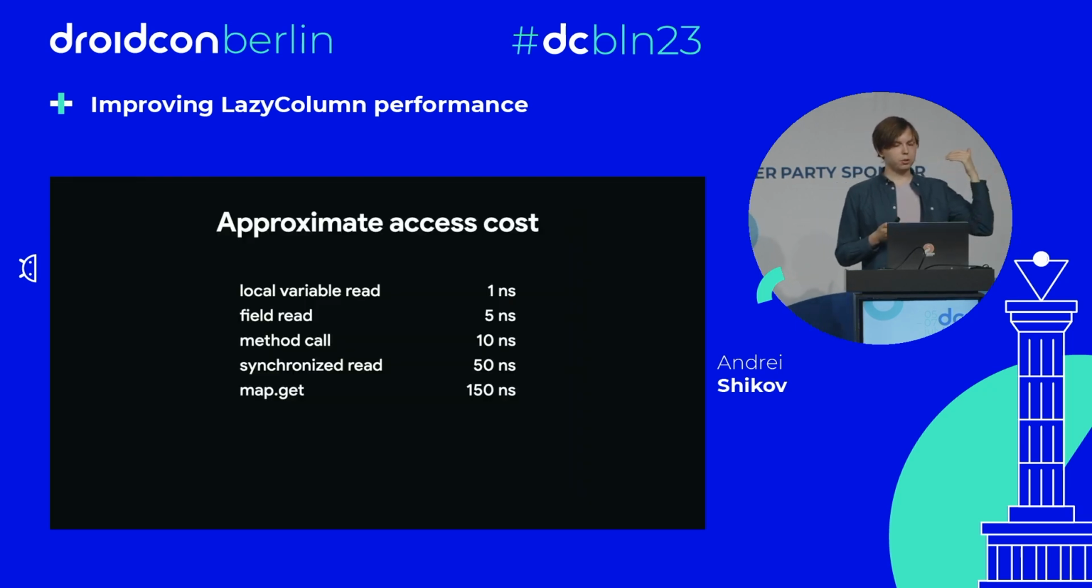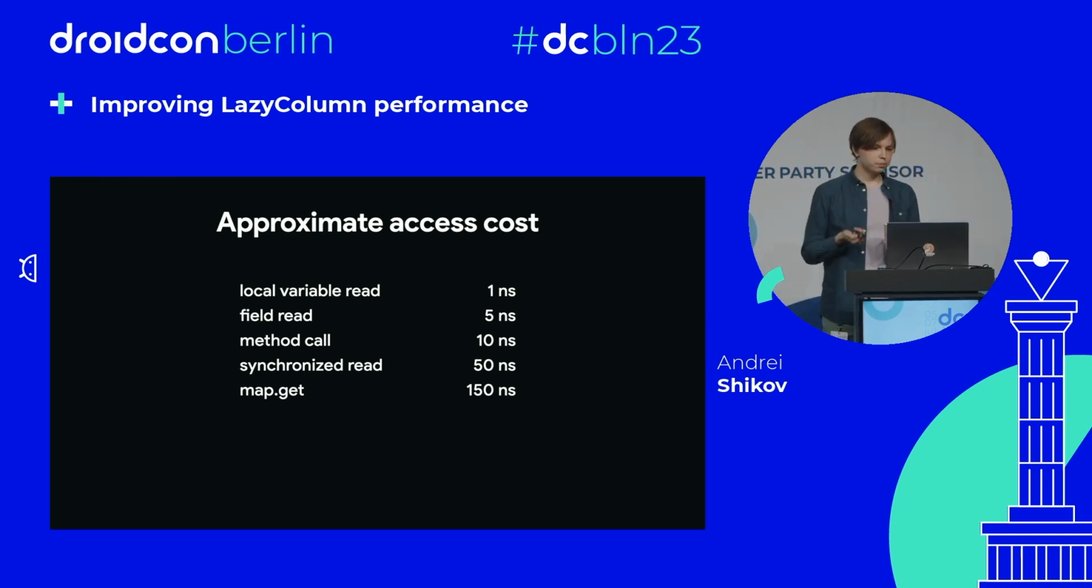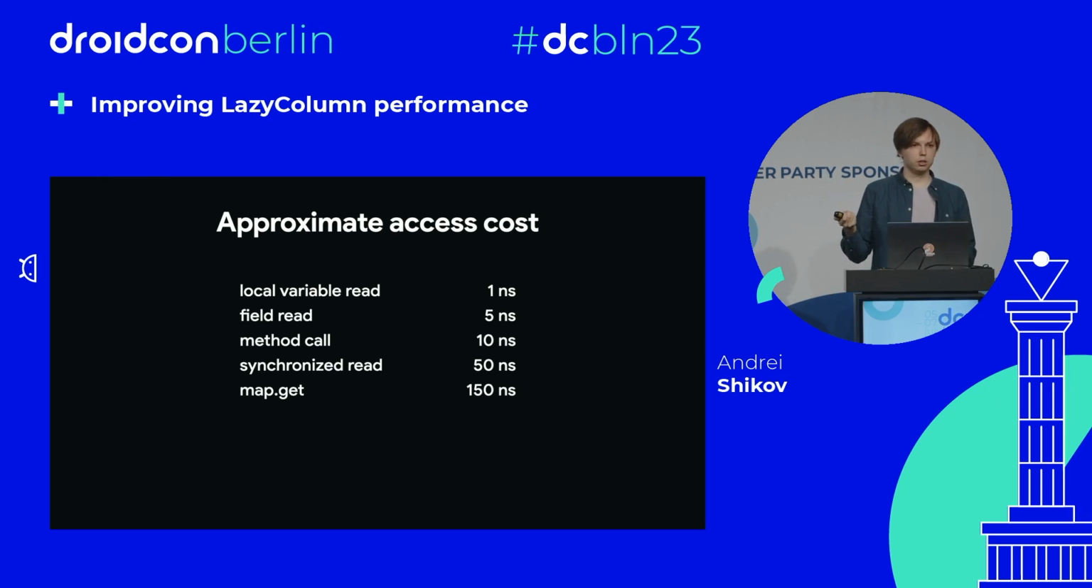So I computed a similar table for the Compose stuff. First you have the local variable read. It's about 1 nanosecond, but I don't know exactly because the benchmark only measures with 5 nanosecond precision, unfortunately. Then a field read is 5 nanoseconds or less. Then we have a method call, in particular a virtual interface method call, which is a bit slower. Synchronized read makes sense: we lock something, we unlock something. And then you have map get, which does more work, looking up hashes and so on.